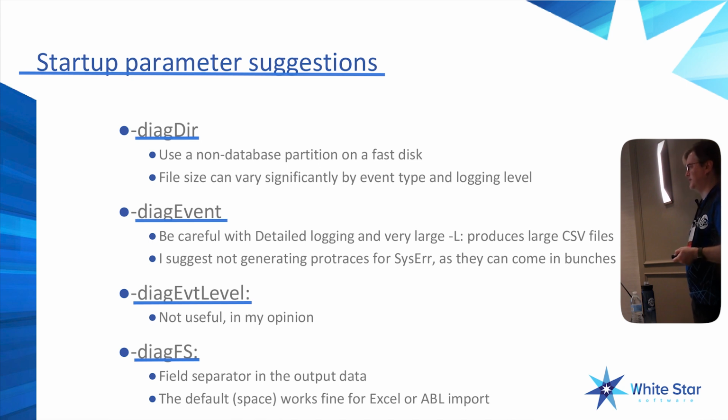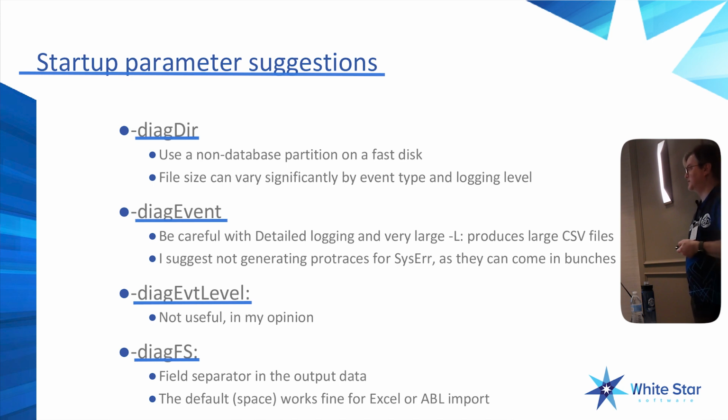There's another parameter I haven't really discussed yet, which is diag event level, and in my opinion, that's not too useful. It's just a way of specifying one logging level for all 3 events. So if you say I want 7, then it'll be level 7 for lock table and BI threshold and system error. Although if you also specify the event level in diag event, that will override the event level. So I just use this one, and I don't use this one.